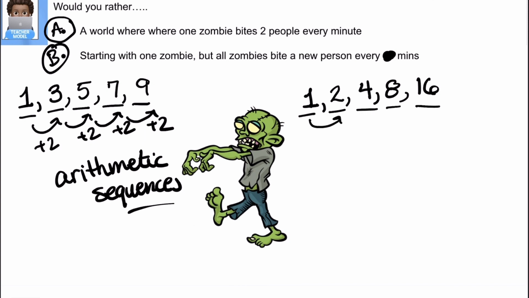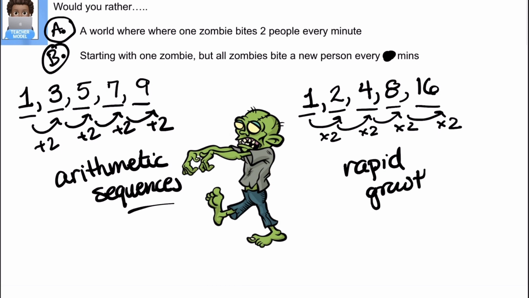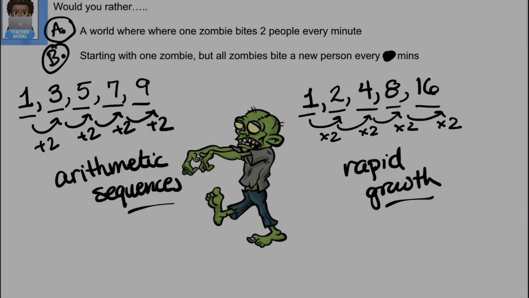So here are the first 5 in world B. And here, instead of adding by 2, we are multiplying by 2. So this is a rapid growth model. And we talked about this a lot when we talked about exponential models. So thinking about this, which world would you rather live in? One that grows at a constant rate with a constant difference of 2, or a constant ratio of 2. And that distinction does matter, because now that we're talking about multiplying, we're talking about rapid growth or rapid decay.